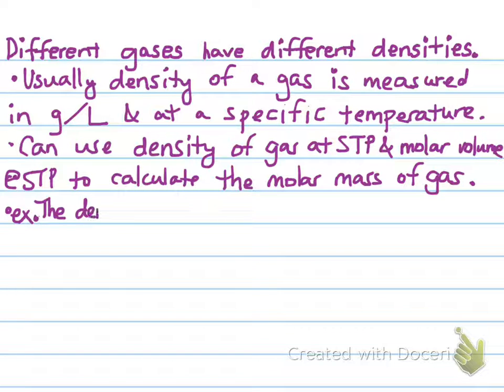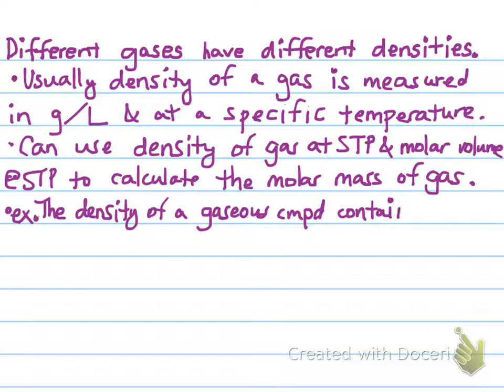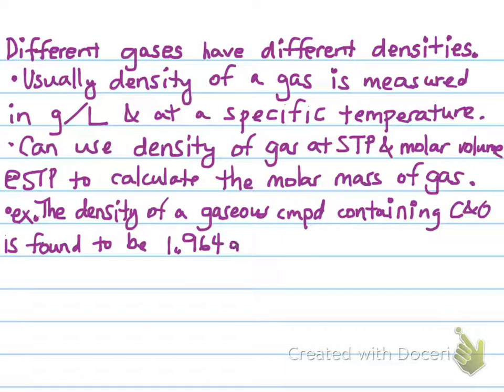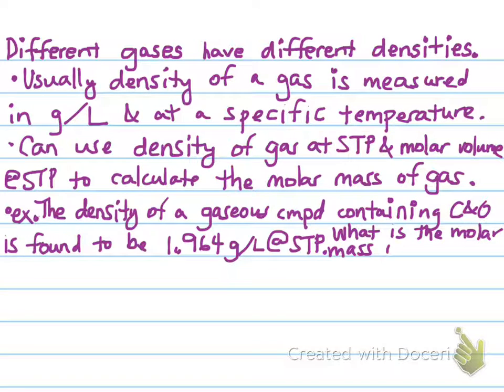So the density of a gaseous compound containing carbon and oxygen is found to be 1.964 grams per liter at STP. What is the molar mass of the compound?